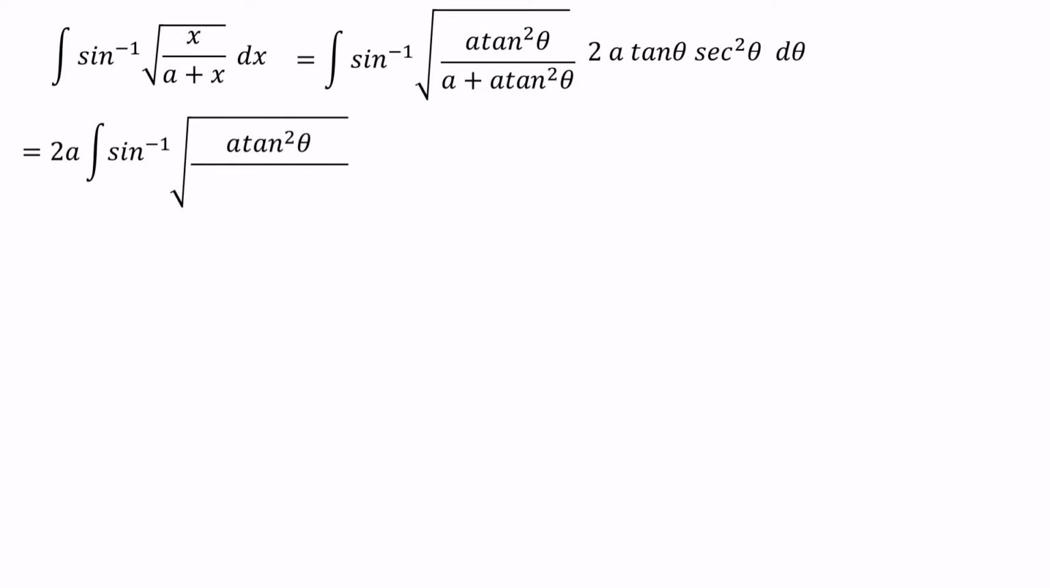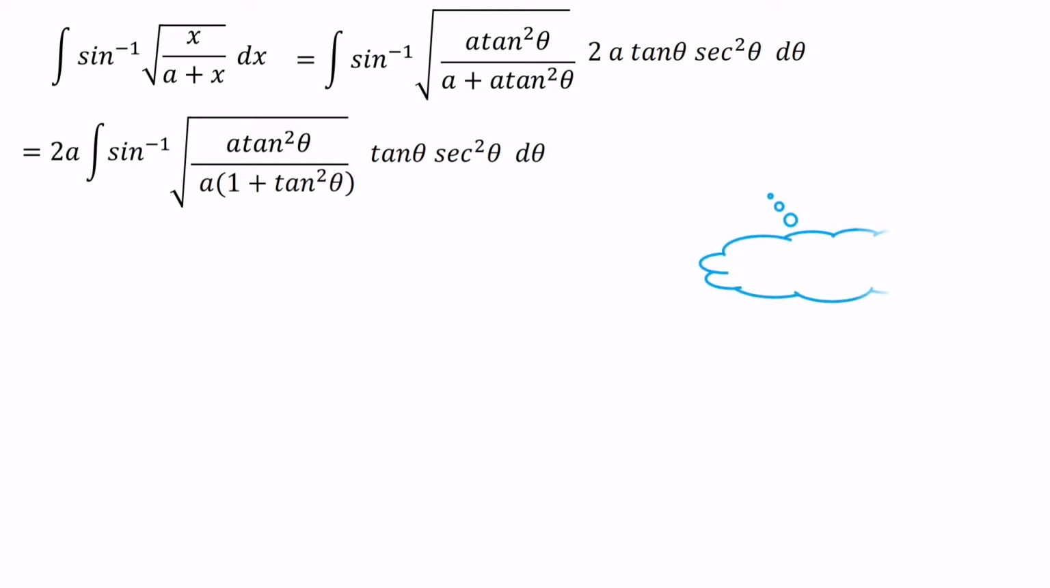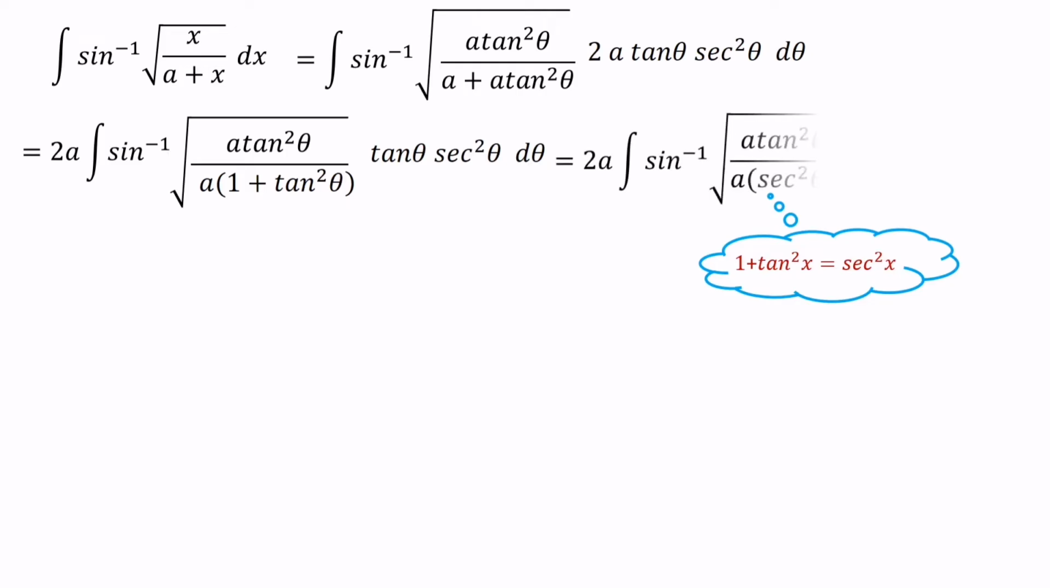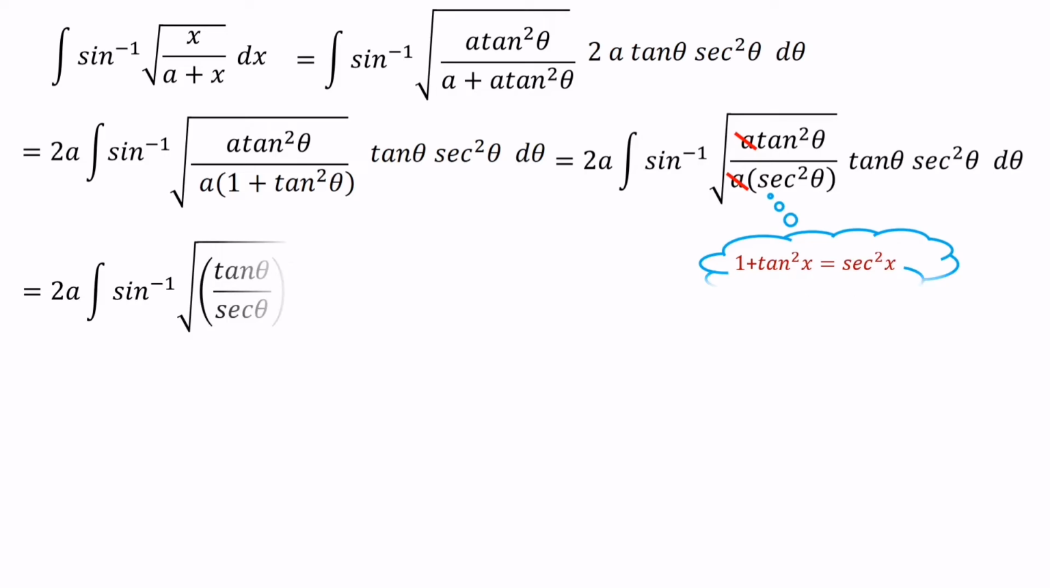In the denominator we can take a as a common term. Then we can write a into 1 plus tan squared theta, tan theta sec squared theta into d theta. We know 1 plus tan squared x equals sec squared x. So in here, instead of 1 plus tan squared theta, we can write sec squared theta. After that we can cancel out the denominator a value and numerator a value. Tan squared theta over sec squared theta we can write as tan theta over sec theta, whole squared.